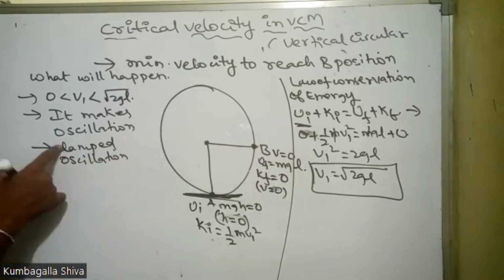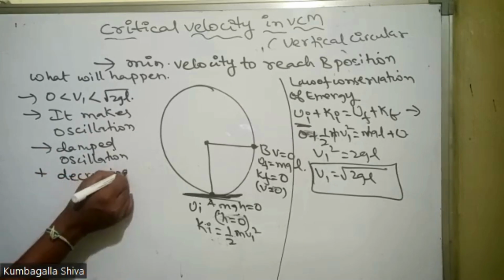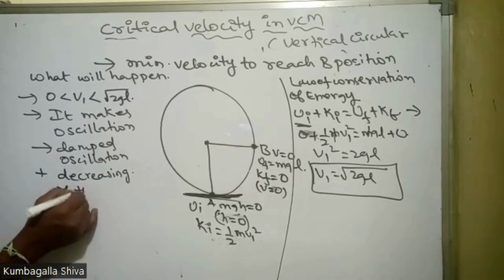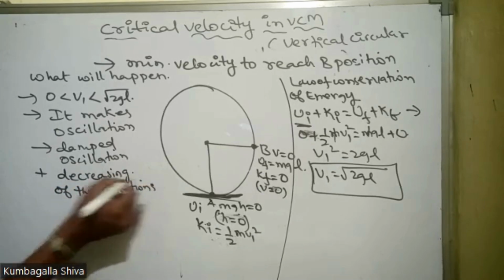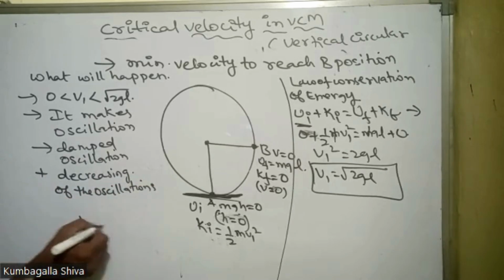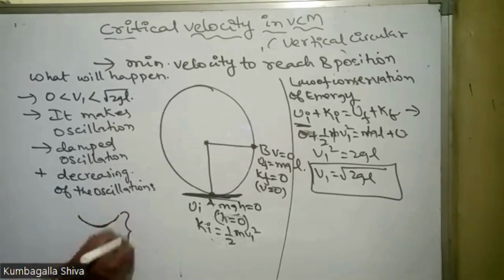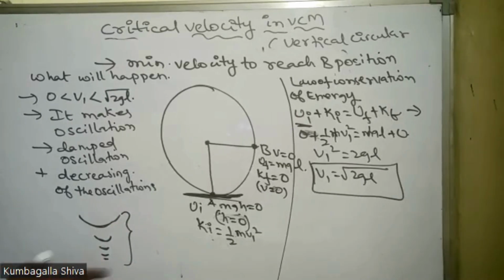Damped oscillation means decreasing oscillations. As the diagrammatic representation shows, it goes up, down, and then the next one is smaller like this, the next smaller like this, and finally it stops. This is the type of motion you are going to see, right?